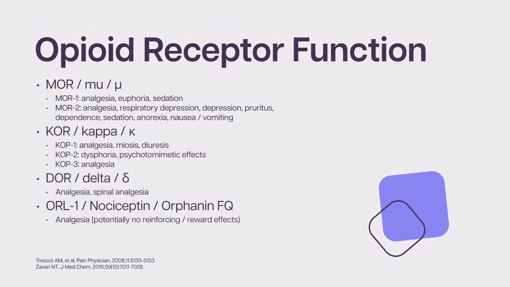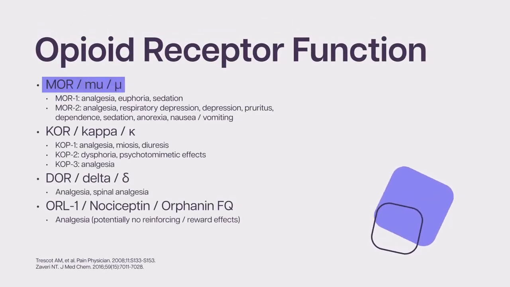Opioid receptor function. Mu receptors are found in brain regions that control the sensory component of pain and behavior modulation. For example, the amygdala, the ventral tegmental area, the thalamus, and the hippocampus. The mu-2 receptor is associated with respiratory depression.